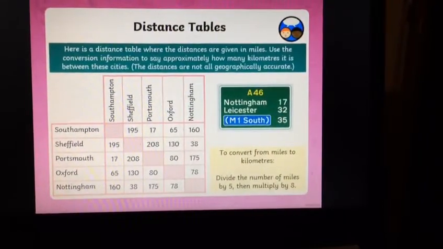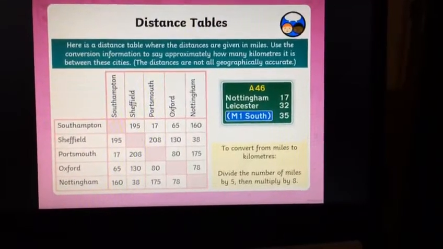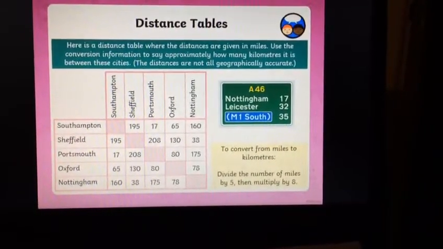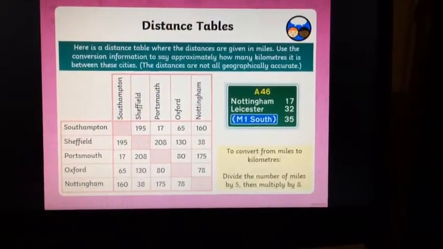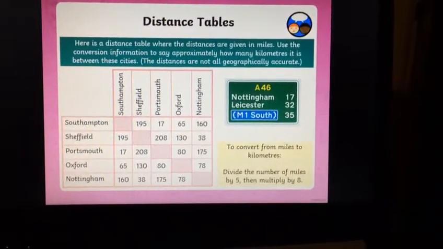Have a go at that little challenge for me, and then you can either send me some pictures of your tables, or you can just send me the distances you've worked out. I'd love to see how you've got on with that.